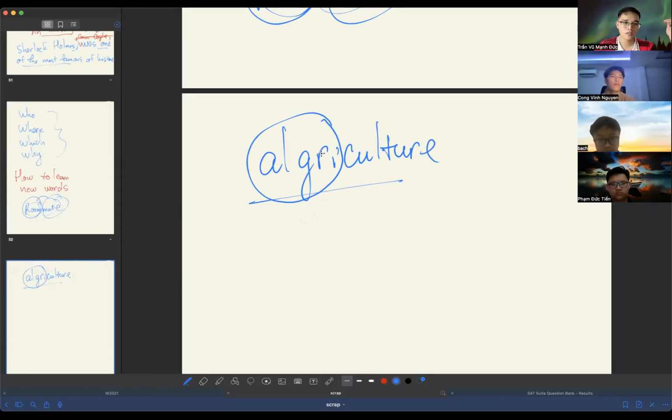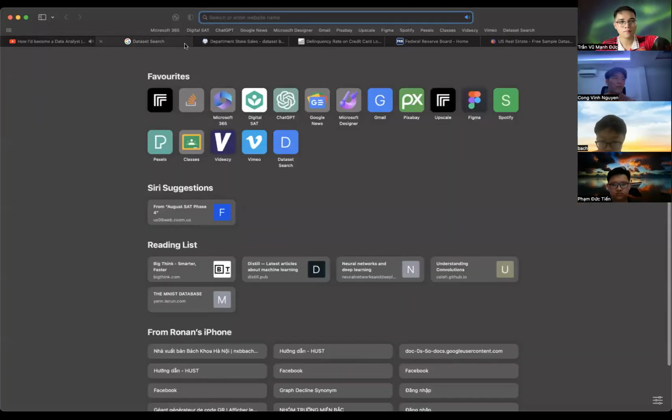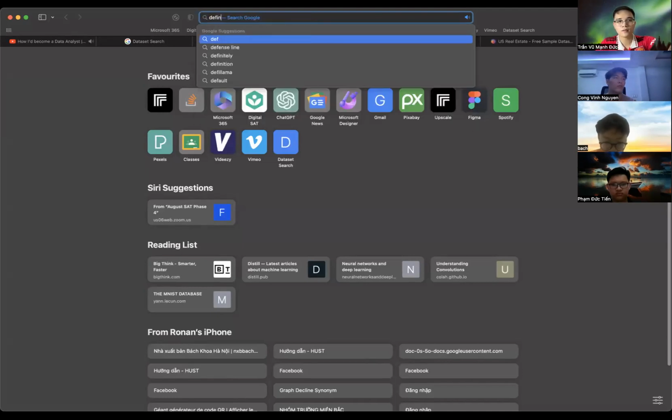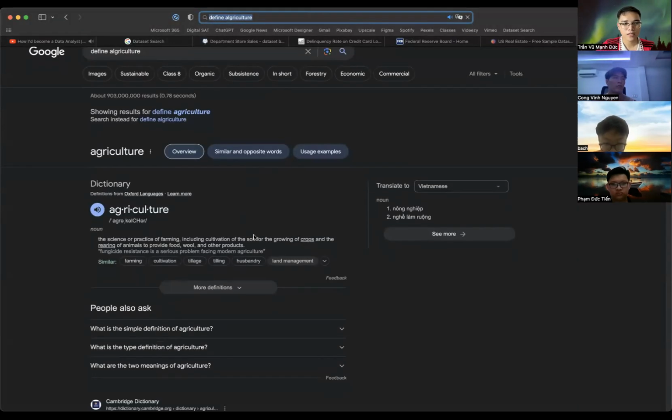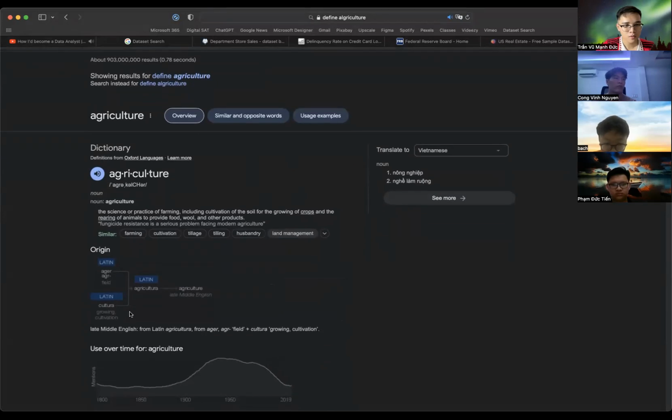When we approach a new word, in Google, you type in define, for example, agriculture. I'm going to make an example for you guys here. Hang on, just going to share this. All right. If I say define agriculture, it will give me this definition, and also look at this, the origin.